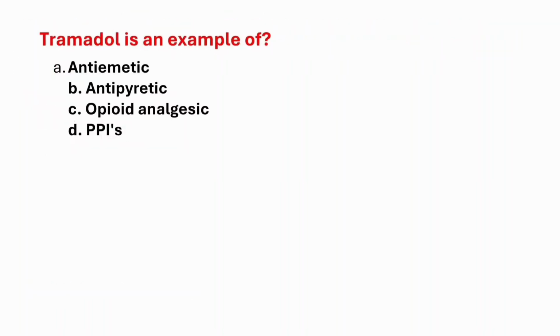Tramadol is an example of A. Antiemetic. B. Antipyretic. C. Opioid analgesic. D. PPIs. The correct answer is C. Opioid analgesic.